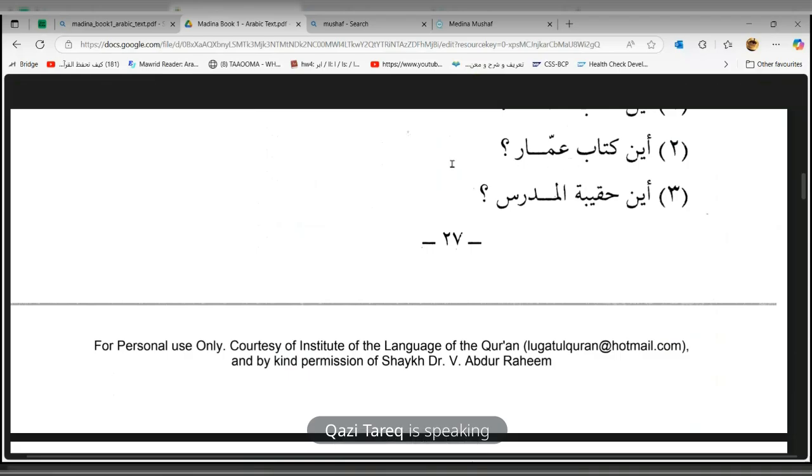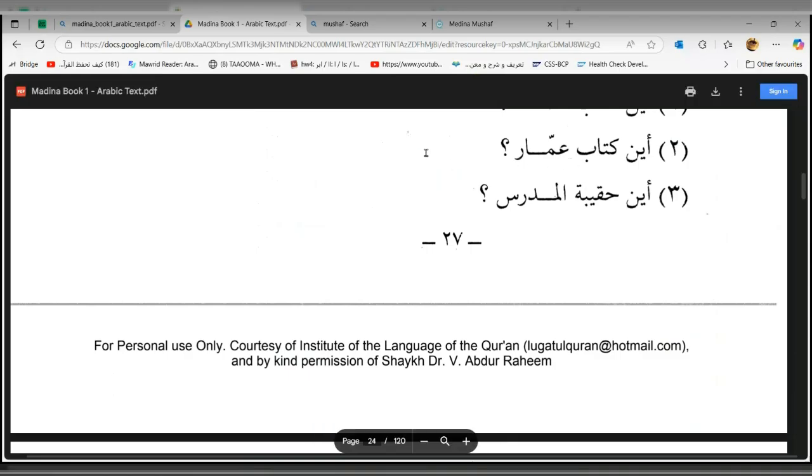Aina kitabu Ammar, where is Ammar's book? Huwa tahta sarir. It is under the bed. Huwa. We translate huwa to it. Similarly, Aina haqibatul mudarrisi. Where is the teacher's bag? We say hiya, alal kursi. It is on the chair. So here, we use hiya to replace haqiba because it's feminine. And then when we translate it to English, we translate it as it, because in English we don't use she and he for non-humans.